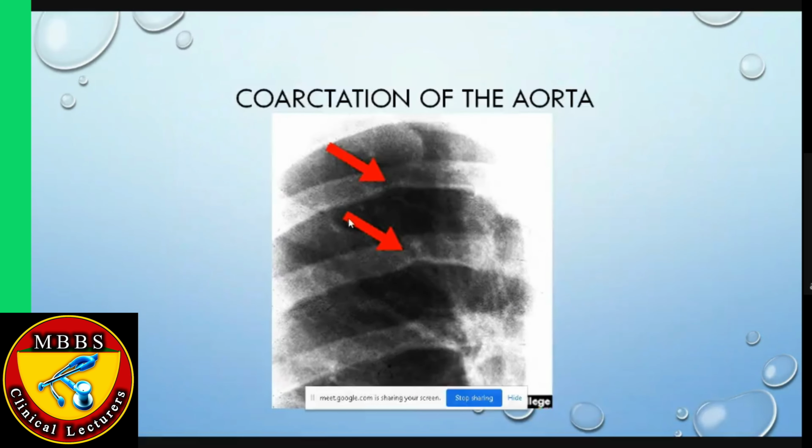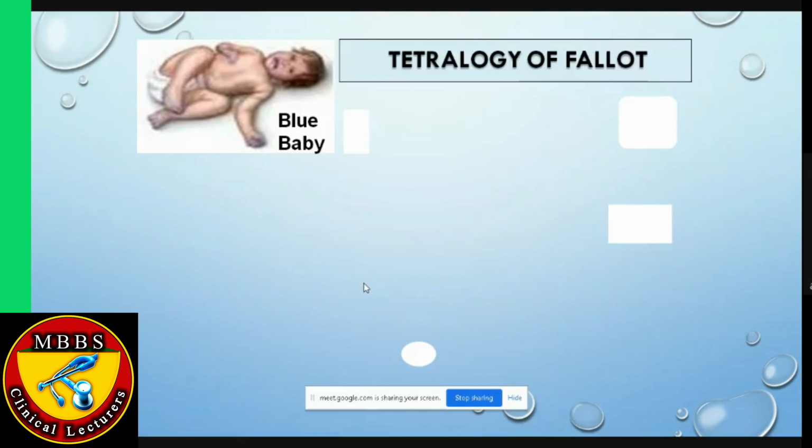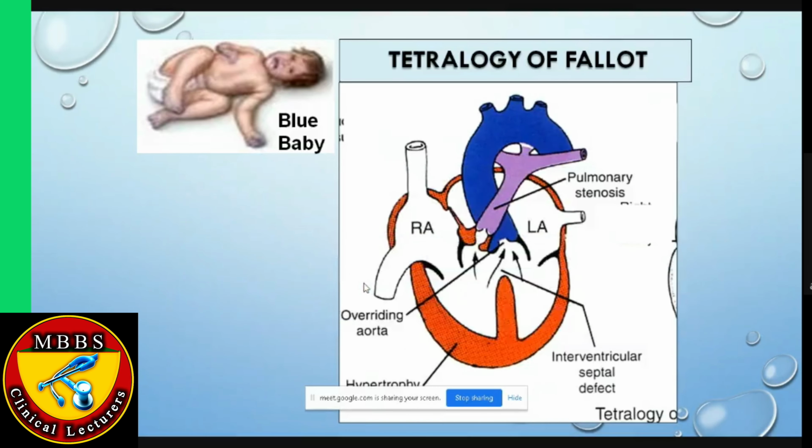Now, if you see in this radiographic image, this is a picture of the coarctation of the aorta, where you can see there is an arch which is blocked and leading to the image which is showing a blockage which is showing the coarctation of aorta. Then we come to the cyanotic diseases of the heart, and among these, the first one is the tetralogy of Fallot.